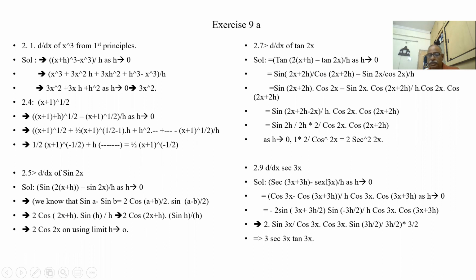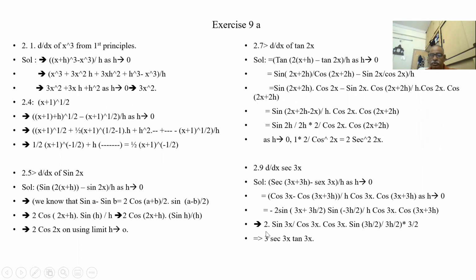This is 1 by cos 3x. So cos 3x minus cos 3(x+h) by h into secant 3x cos(3x+h) as h tends to 0. Now this we know: cos a minus cos b is minus 2 sin((a+b)/2) into sin((a−b)/2).